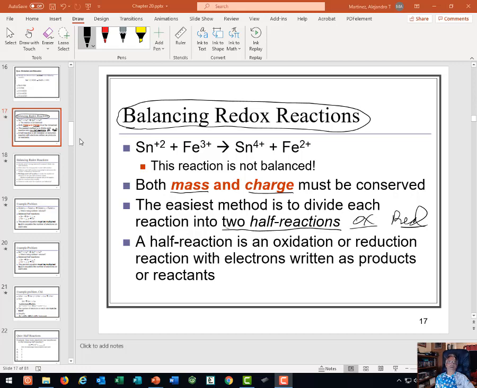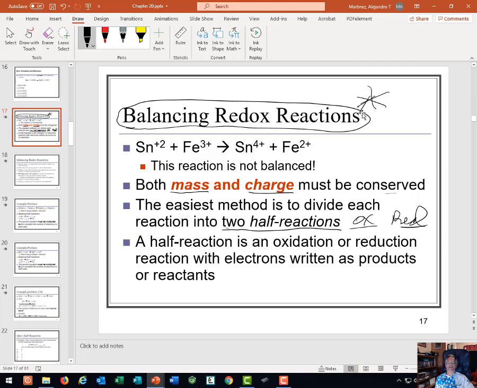All right, let's talk about balancing redox reactions, balancing oxidation reduction reactions. And when we look at this redox reaction, it's unbalanced. It appears to be balanced with respect to mass, but it doesn't appear to be balanced with respect to charge. You've got a +5 on the reactant side, +6 on the product side. So we need to make sure that both mass and charge are conserved in our balanced reaction.